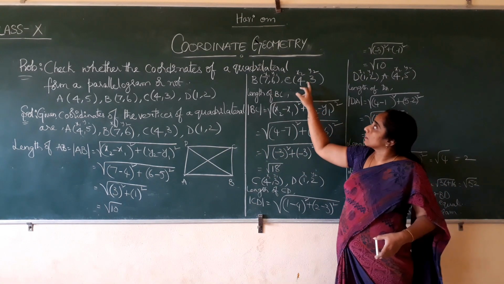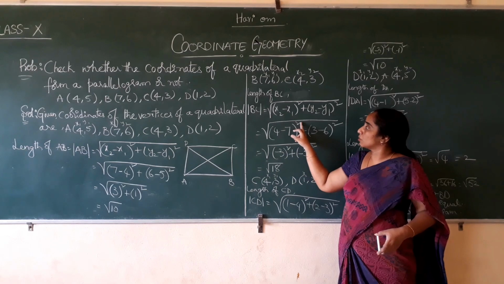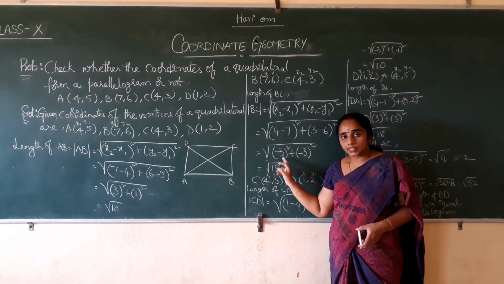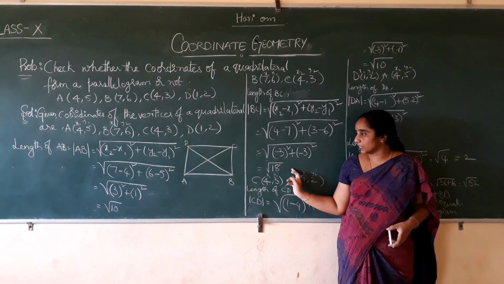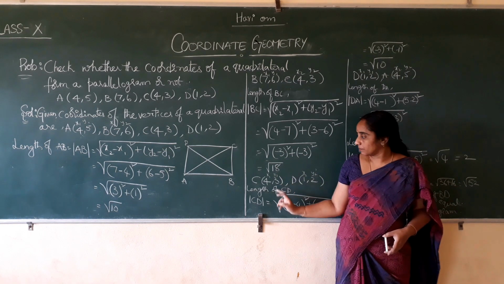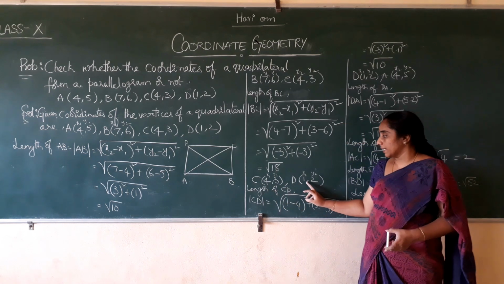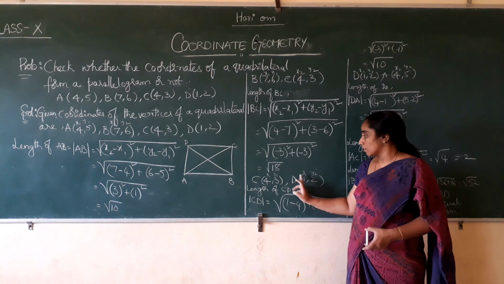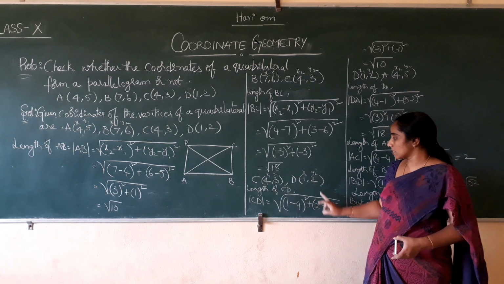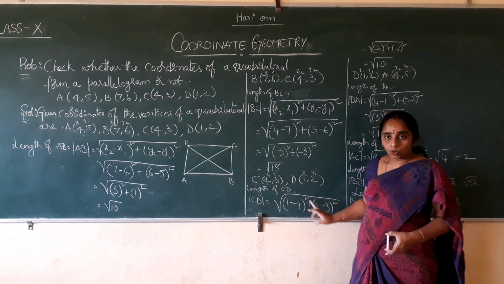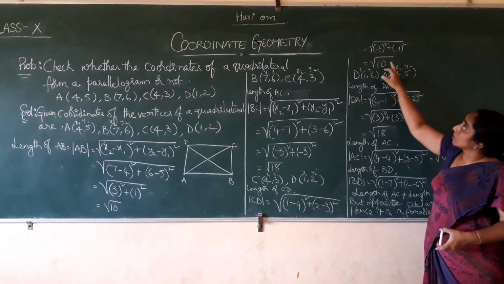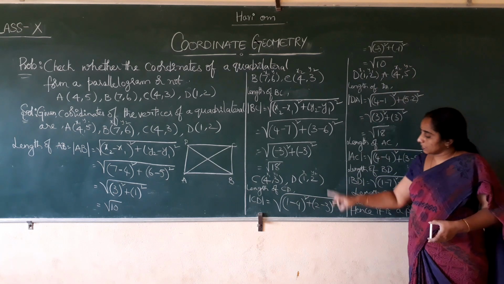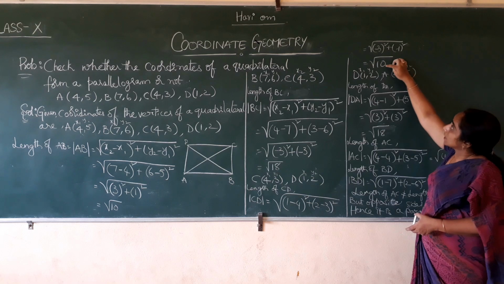Length of BC: square root of (4 minus 7) whole square plus (3 minus 6) whole square, which is 3 whole square plus minus 3 whole square, it is root 18. C is (4, 3), D is (1, 2). Length of CD: (1 minus 4) whole square plus (2 minus 3) whole square. Next, minus 3 whole square is 9, minus 1 whole square is plus 1. It is root 10.